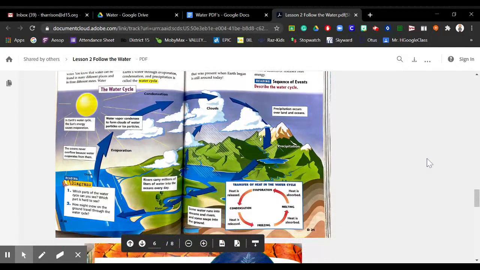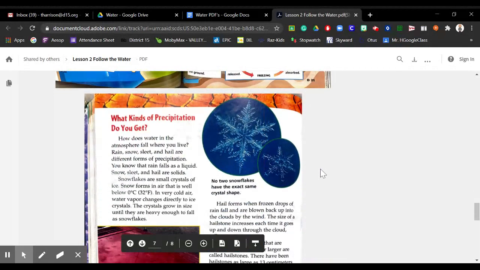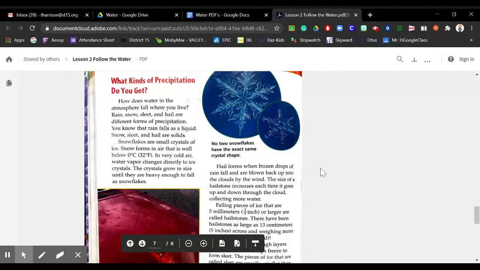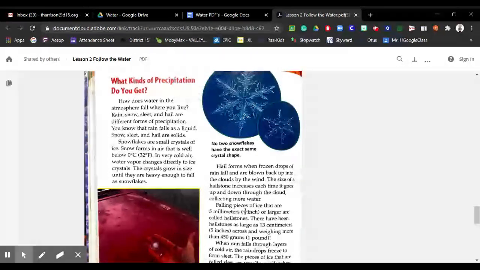Here are the steps involved in the water cycle. It starts with the water evaporating. So it works this way, up and down and around. What kinds of precipitation do you get? How does water in the atmosphere fall where you live?